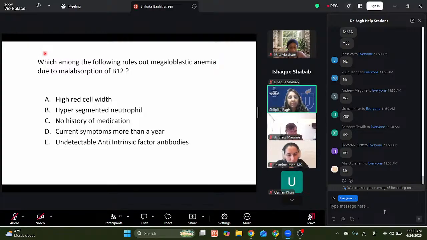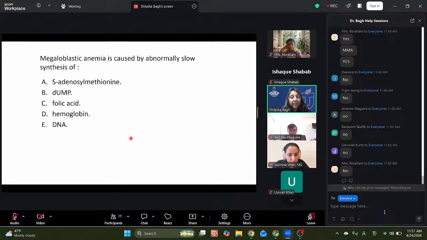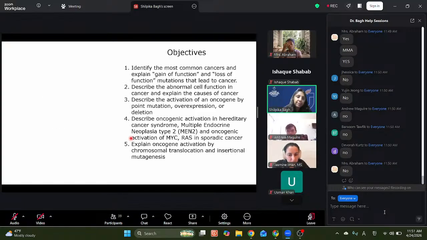Again, megaloblastic anemia, malabsorption. Why? Because of the intrinsic factor. And I remember I asked you this question in the class. How will you know that megaloblastic anemia is because of intrinsic factor defect or absorption problem rather than vegan diet? Because of anti-intrinsic factor antibodies. There's slow DNA synthesis. You know that nuclear maturation lags behind cytoplasmic maturation. So that's all for today.